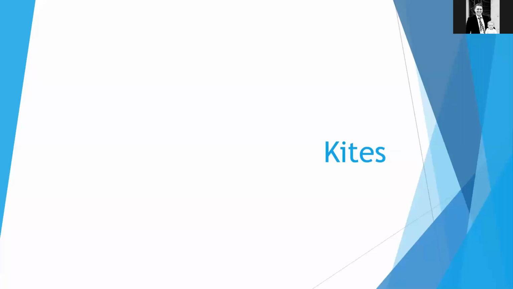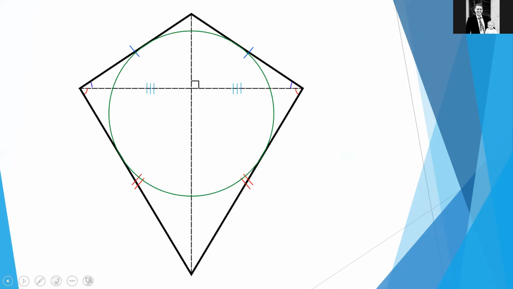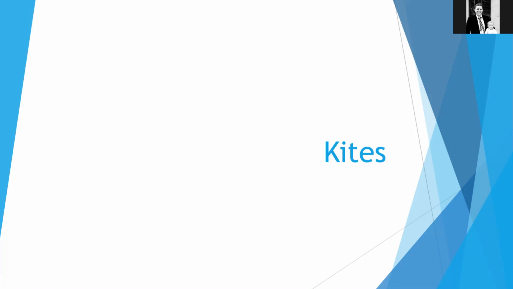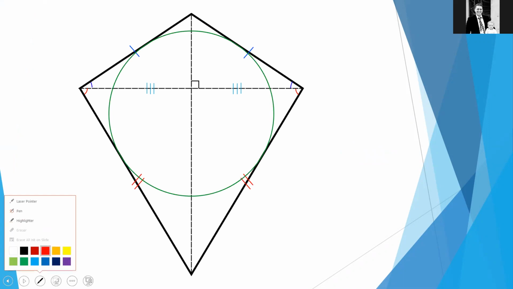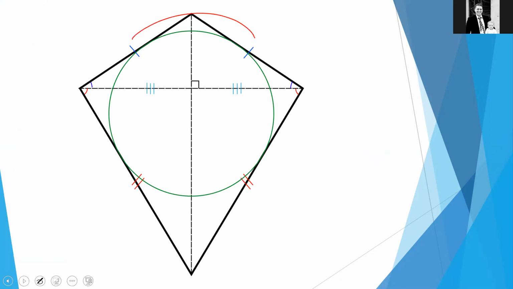Let's talk about kites. Kites are quadrilaterals that have a special feature: two consecutive sides, or sides that are touching, are congruent. Notice that none of these sides happen to be parallel, but these two sides are congruent, and these two sides are congruent, the sides that are touching each other.